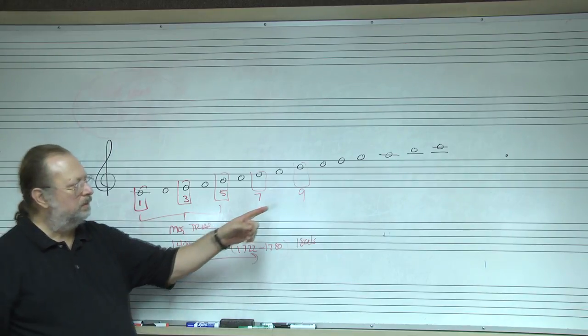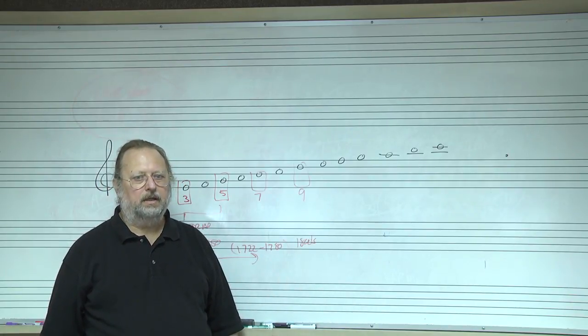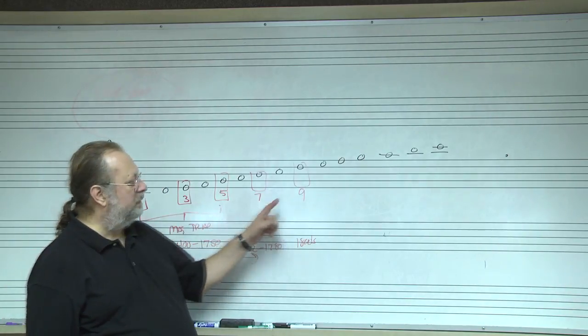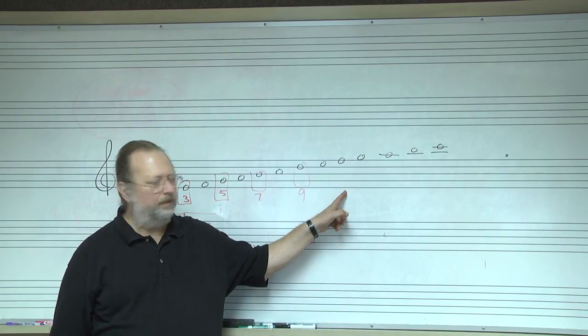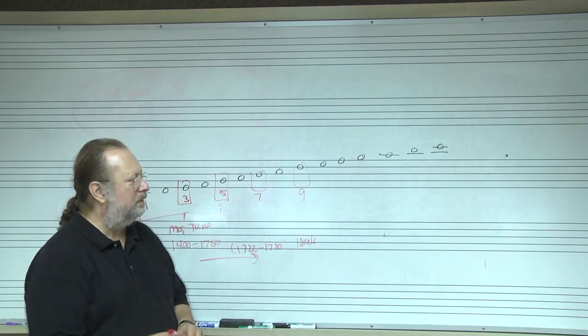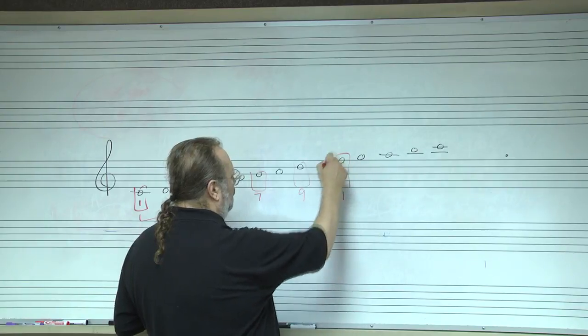This one here. 11. One, three, five, seven, nine, 11, right? So what's the problem with using an F as 11? Let's listen to what it sounds like. I don't think it sounds good.